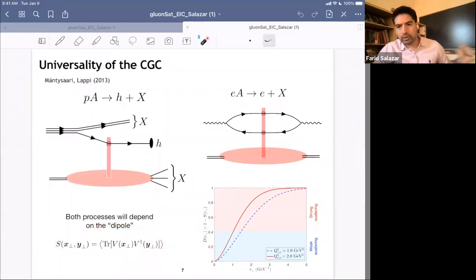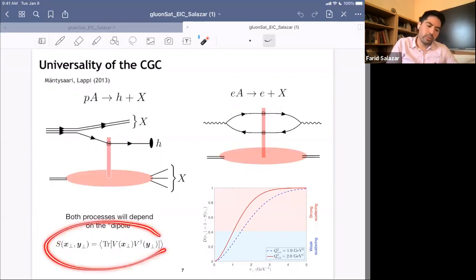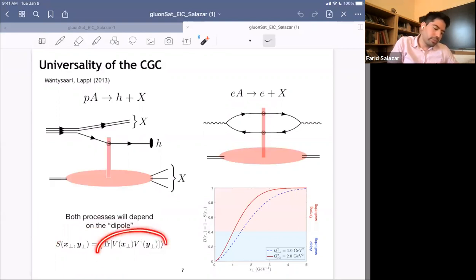The perturbative factors, of course, will be different, but those can be computed in perturbation theory. So the novel feature is this object. Just to give you an idea of how it looks, this is just a product of Wilson lines. Here I show you the so-called dipole amplitude. So it's 1 minus this product of Wilson lines. And you see it increases, and then it kind of saturates.